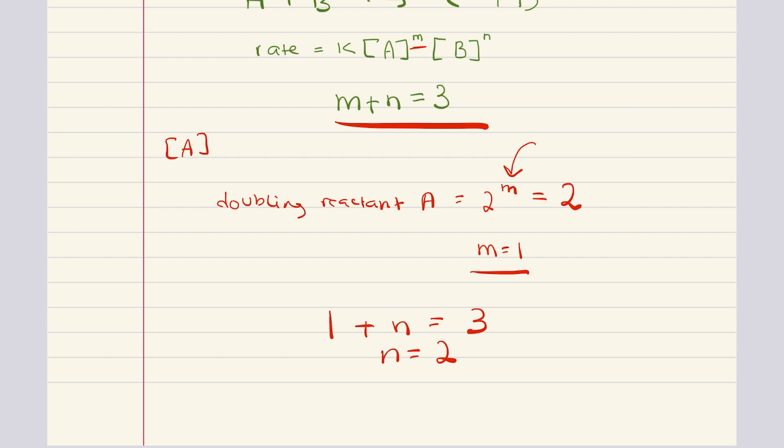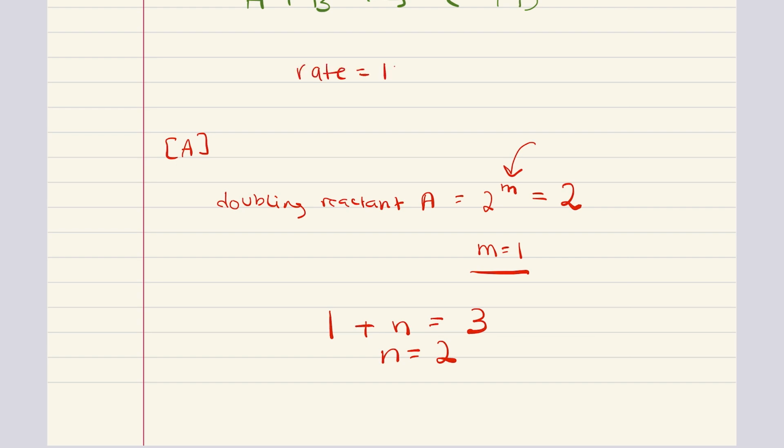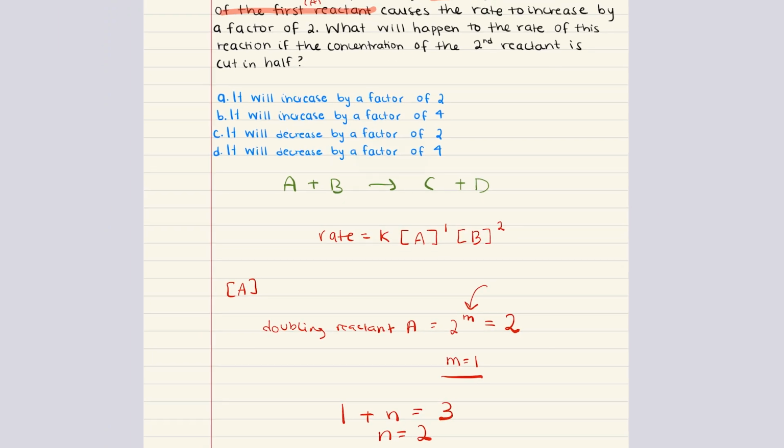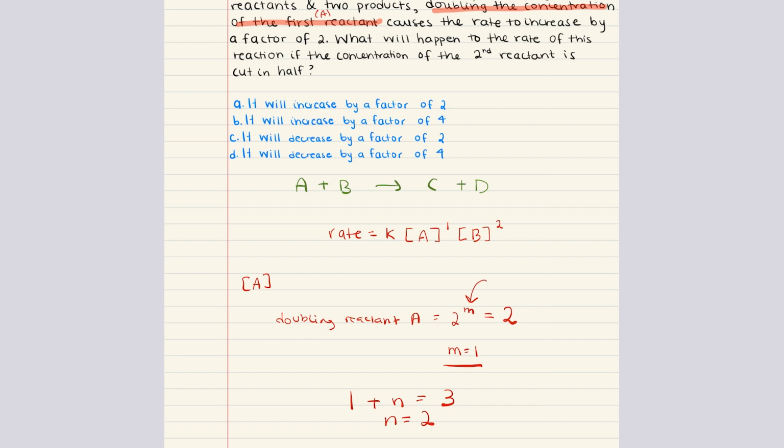Okay, with this information, let's go ahead and rewrite the rate law a little more appropriately. The rate is going to be equal to K, the rate constant, A raised to the power 1, multiplied by the concentration of B raised to the power of 2. Now, what is our ultimate goal? To figure out what will happen to the rate of this reaction if the concentration of the second reactant, aka reactant B, is cut in half.